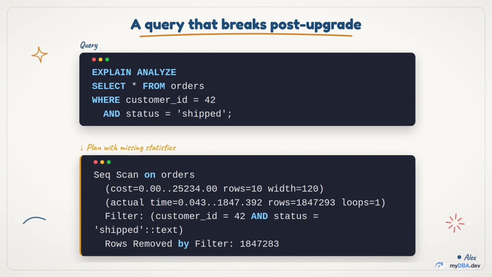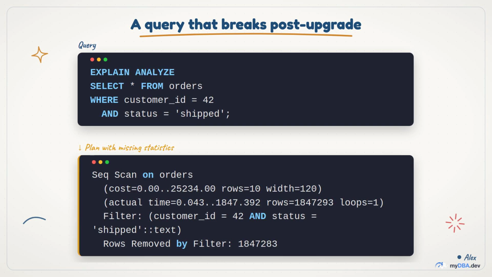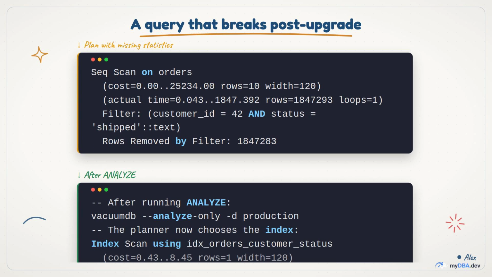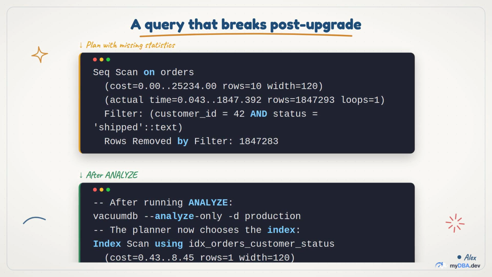Exactly. Once you run analyze, the planner sees the real row count and correlation, and it switches back to the index scan. This is why you must analyze before you serve production traffic. Otherwise, your first hour post-upgrade is a performance disaster.